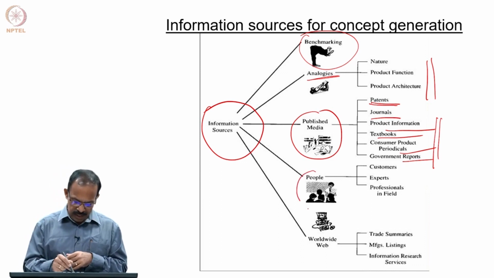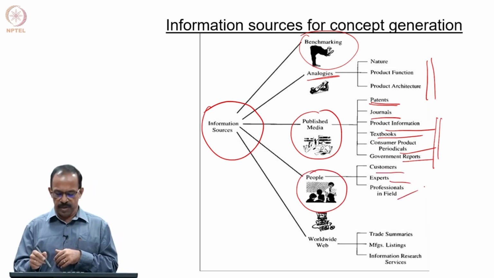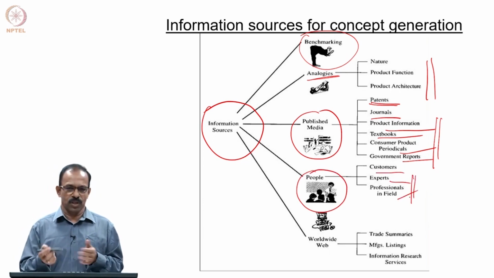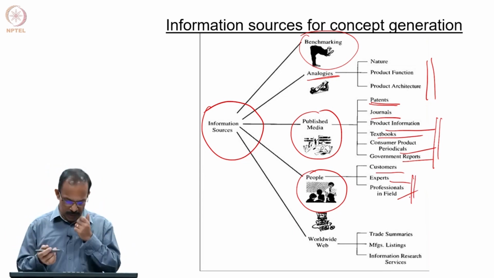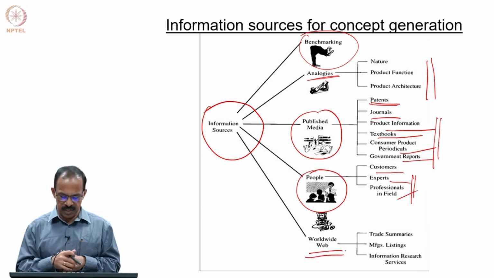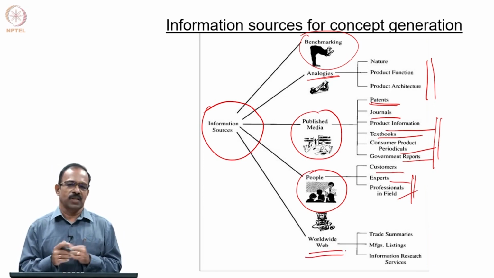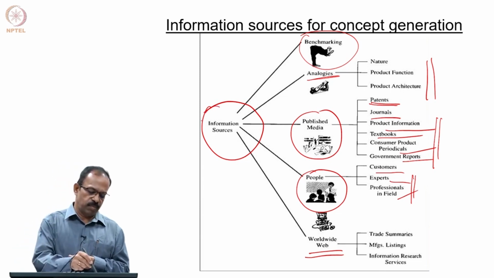And then get the information from people, basically the customers, experts and professionals in the field. If you want to know more, talk to the customers, experts, professionals, and then generate your database. Of course, the internet, the World Wide Web, is another resource where a large quantity of information is available, which you can use for getting your information.